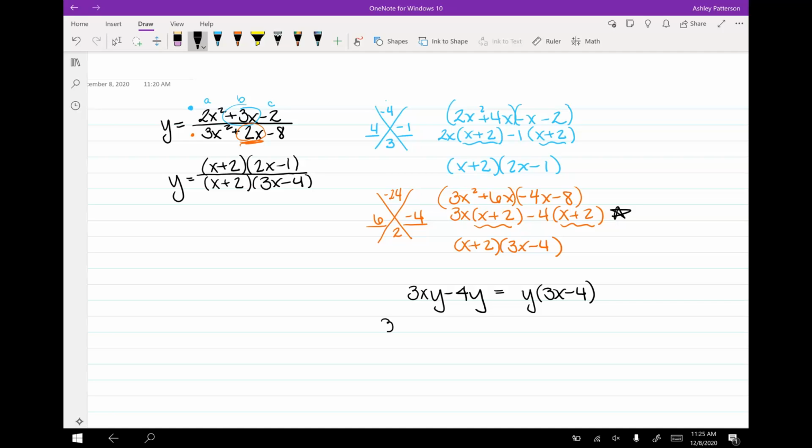So let's say I had 3x times x plus 2 minus 4 times x plus 2. X plus 2 is my y. Just because it's a binomial doesn't mean that the rules don't apply. So I get x plus 2 times 3x minus 4, and you can look at the y's as being the same. So hopefully that helped. Let me know, okay?